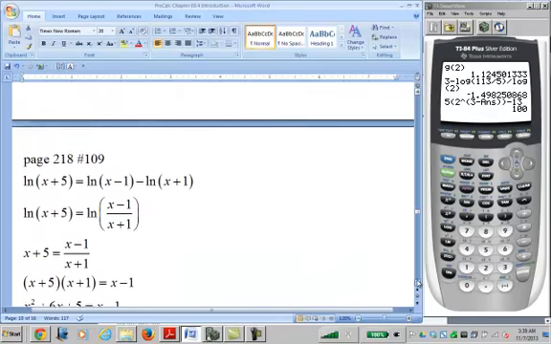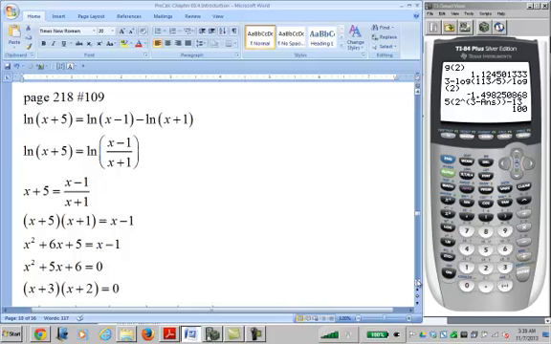All right, so number 109, same thing. We got ln of x plus 5, and so on. So we're going to combine these two logs on the right, so we have ln of x plus 5 equals ln of (x minus 1) over (x plus 1). So we make the products equal. We got two logs of the same base equaling each other. Therefore, the products must be equal. So we have x plus 5 equals (x minus 1) over (x plus 1).